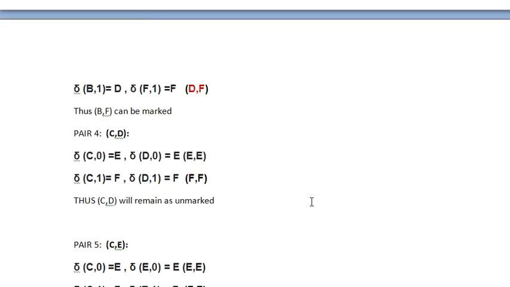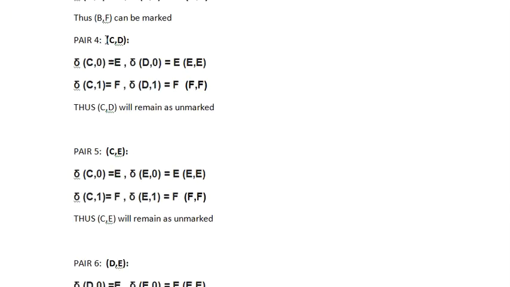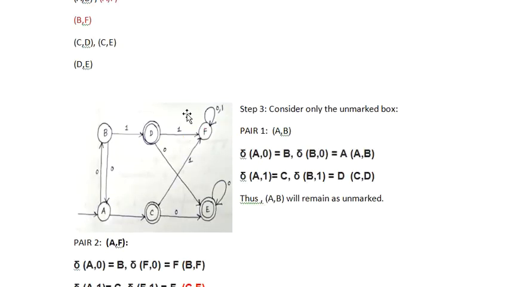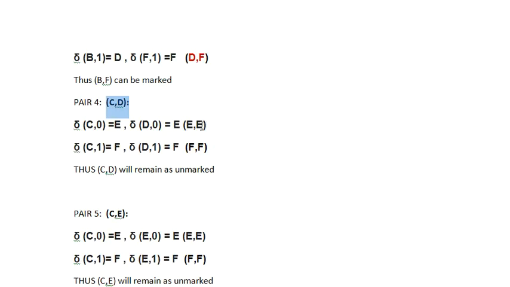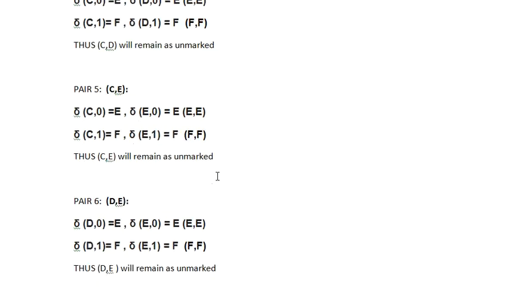Already I have written them for you, no need to worry. Pair number 4 is C comma D. C on sync 0 goes to E, you can check the diagram. D on sync 0 goes to E, so the pair is E comma E, and E is non-final, so it cannot be final. The other one is also non-final, so it is also not possible. Therefore C comma D will remain unmarked.